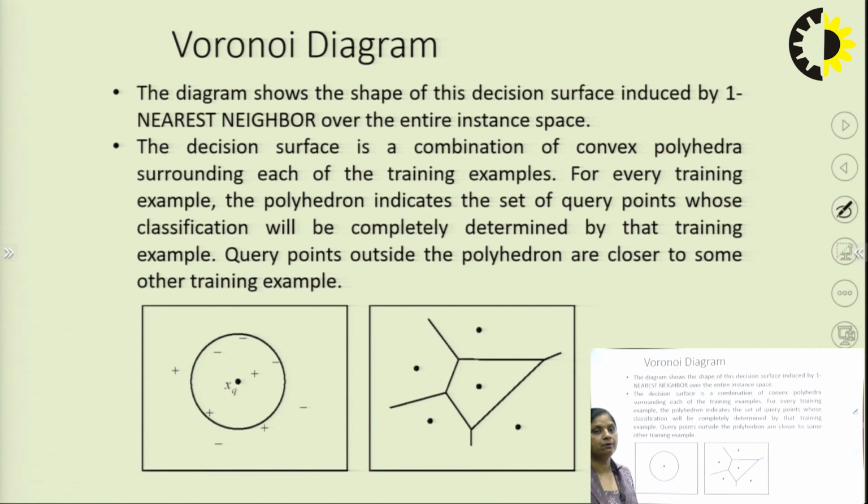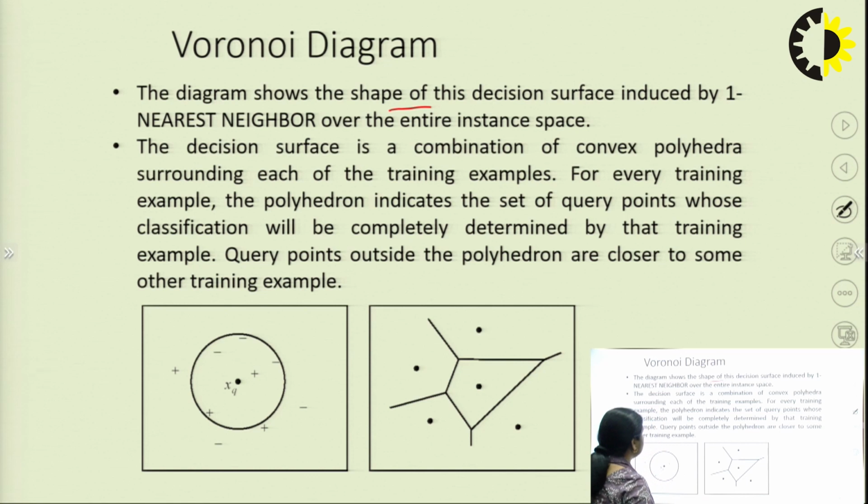Now the point comes, okay, we are not considering the hypothesis space in advance, but actually what shape is it providing us? Is it providing a linear one or some other? That question still remains. In the case of the nearest neighbor method, this can be answered with the help of Voronoi diagrams. The diagram shows the shape of the decision surface induced by 1 NN. It means we are considering only the nearest neighbor. Whatever the nearest neighbor is, the class or output of that particular nearest neighbor we will assign to the given query.